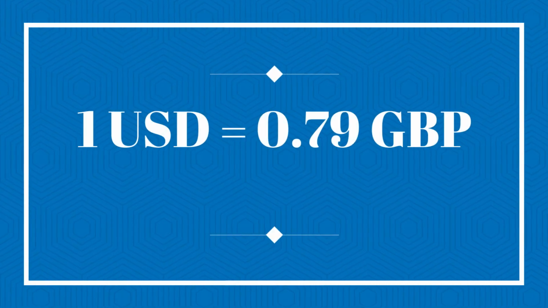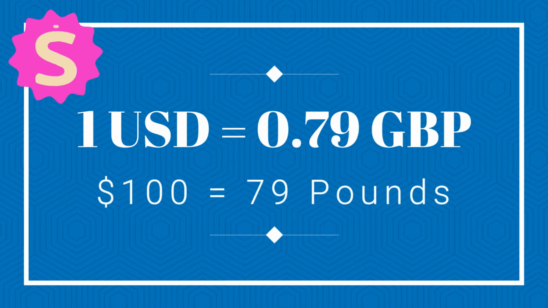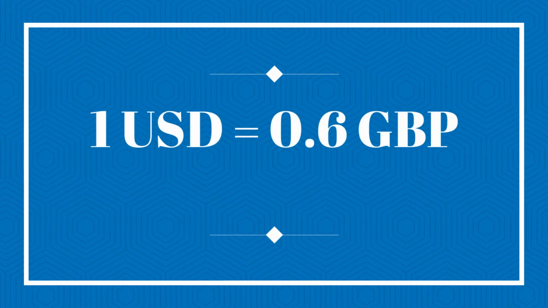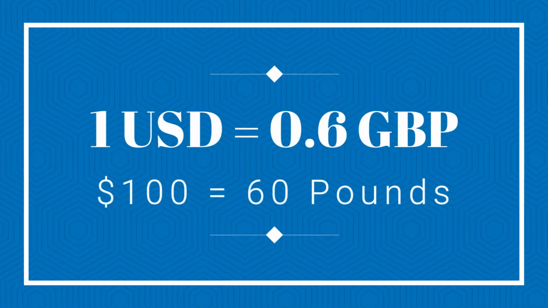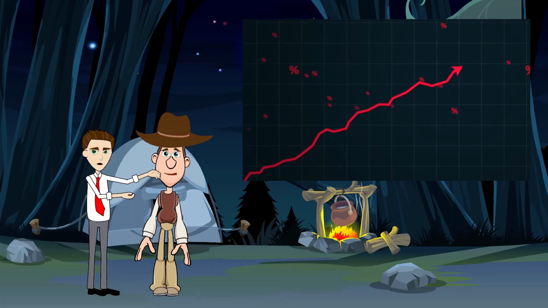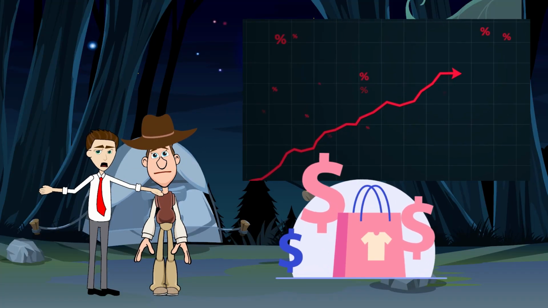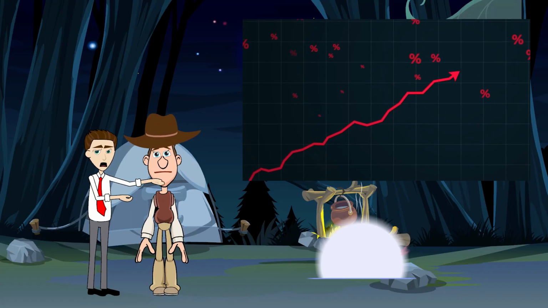Right now, $1 is equal to around 0.79 pounds, so if you exchanged $100, you'd get 79 pounds. However, if the exchange rate was $1 for 0.6 pounds, you'd get fewer pounds, meaning things in the UK would cost you more, and the cost of your trip would increase.